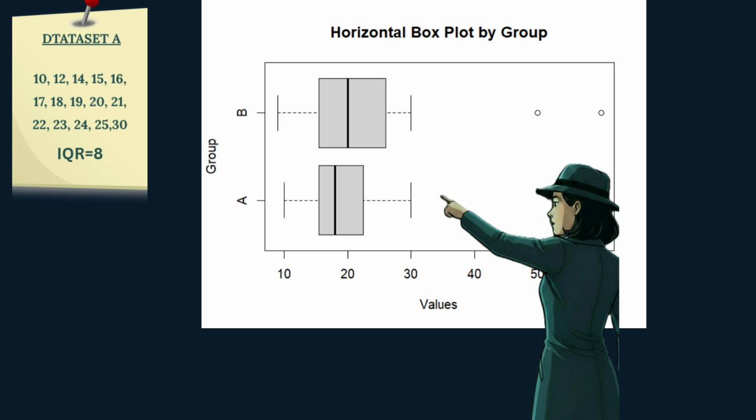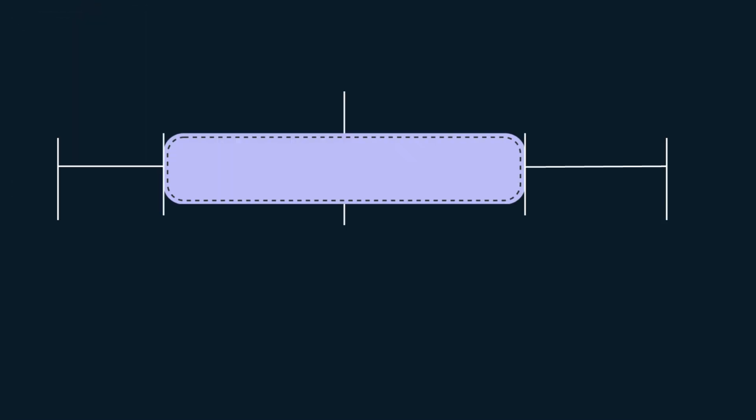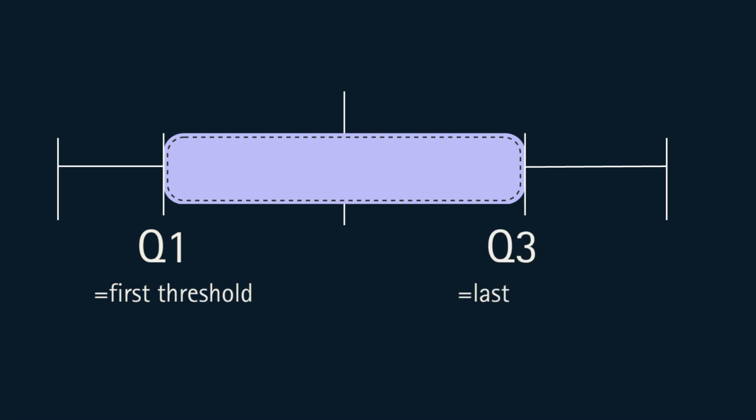In dataset A, the corridor is calm. In dataset B, someone's wandered too far. This is the vault's layout. Q1 marks the first threshold. Q3, the last. The space between. That's the quiet range. The median is inside the quiet range.